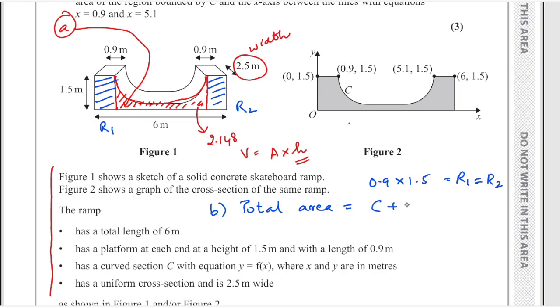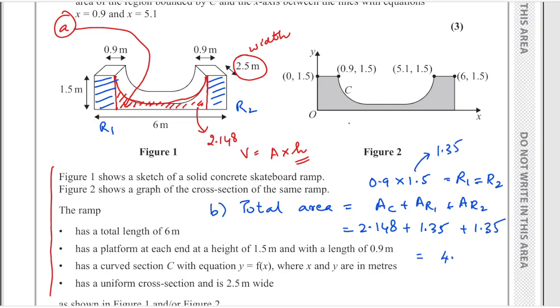The area of the curve plus the area of rectangle 1 plus the area of rectangle 2. The area of the curve was 2.148. The area of both the rectangles is 0.9 times 1.5, which is equal to 1.35. So this value is 1.35. So the total is now going to be 4.848.